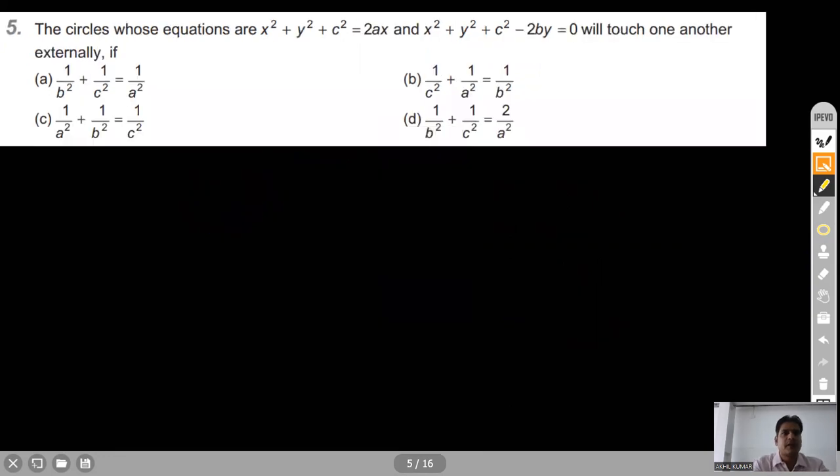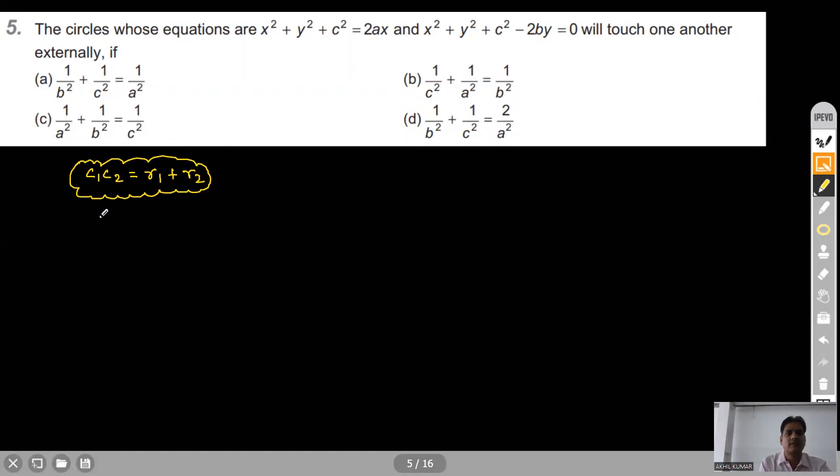Let's take the next question, number 5. The circles whose equations are given will touch one another externally. So two circles are given here, and the question says both these circles are touching one another externally. If so, we know that the distance between their centers must be equal to R1 plus R2, the sum of their radii, right? This is the condition for touching two circles externally.